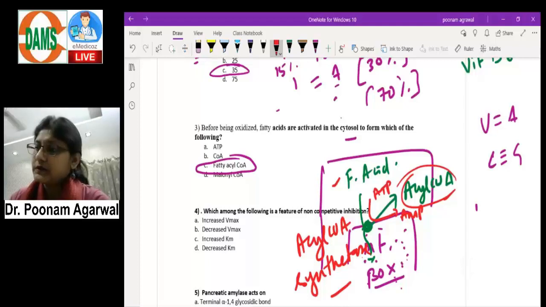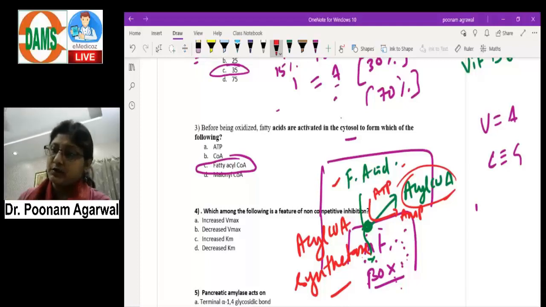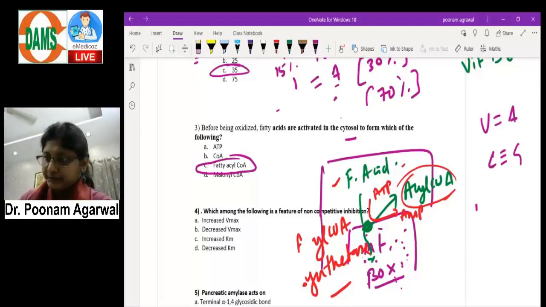So in the cytosol, this activation of fatty acid, or the conversion of fatty acid to acyl-CoA, is taking place, in which we have expenditure of 1 ATP, but actually there are 2 high energy phosphates which are spent in this process. So the question is very simple. This is one of the components of the carnitine shuttle which we have discussed.